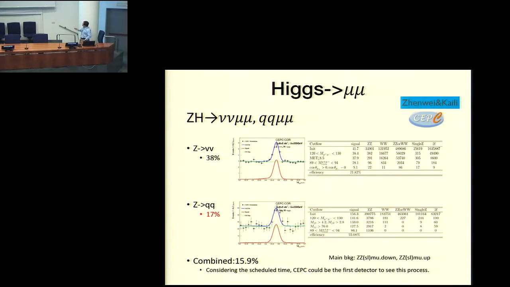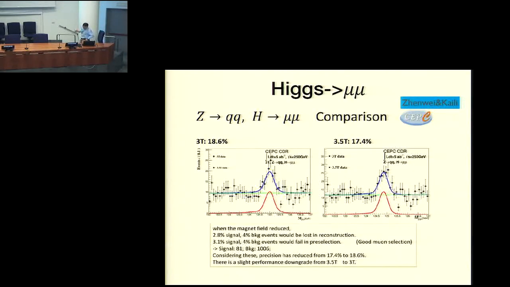We can see that the combined result for CPV1 is 16%. And for the 3 Tesla and 3.5 Tesla, the precision is a bit worse.